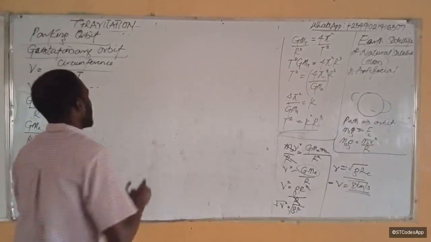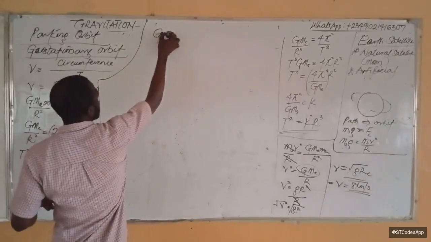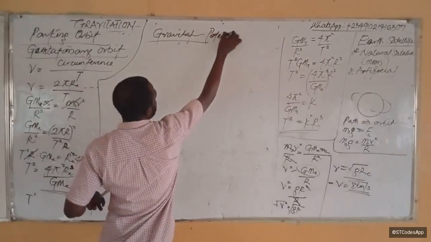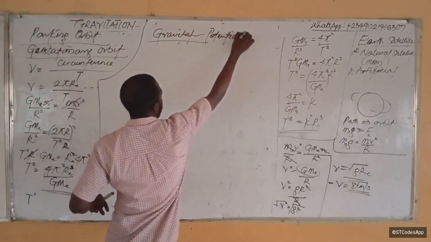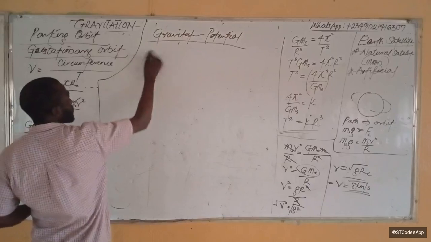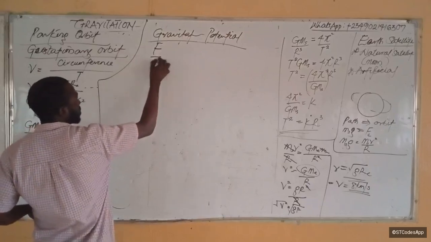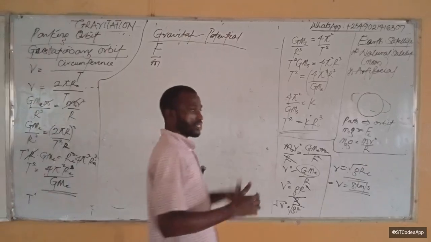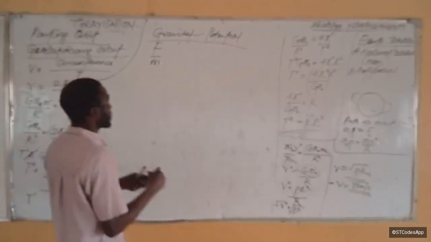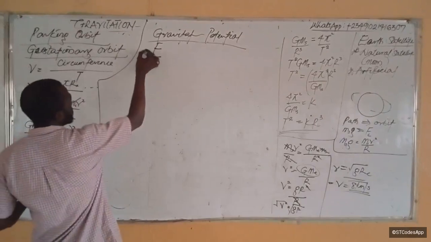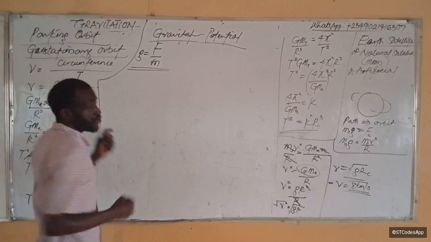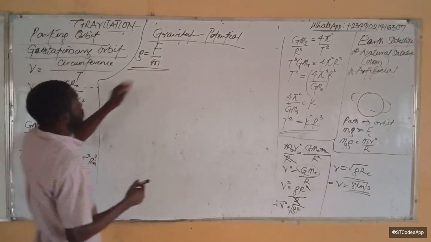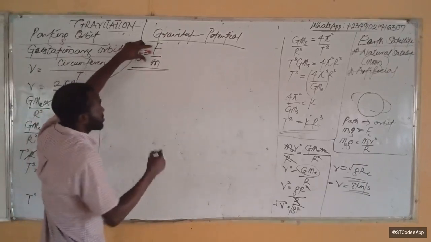That is gravitational potential. Gravitational potential is just like electric potential. It's going to be the force per unit mass. So the gravitational potential at a point is the work done in bringing a unit mass from infinity to a point. Is that okay? From infinity to a point. It's called G. Acceleration due to gravity is actually the gravitational field strength.